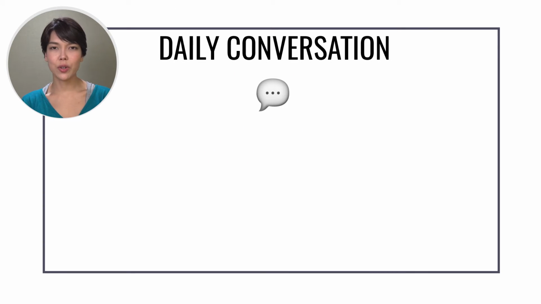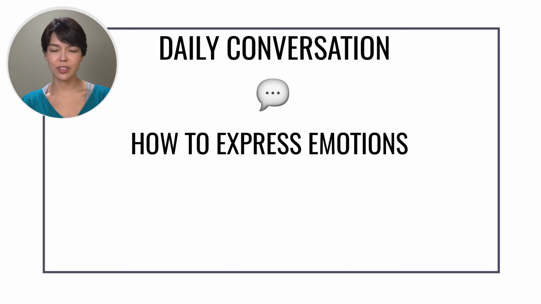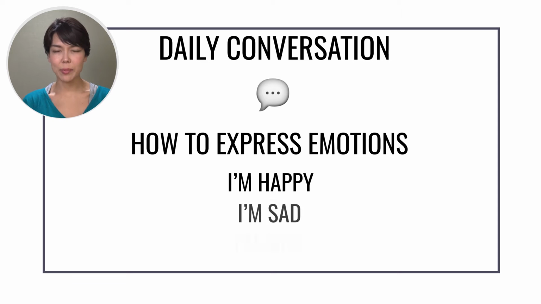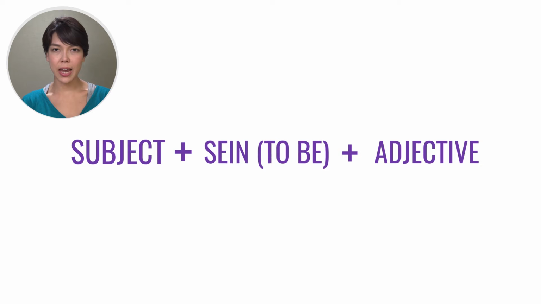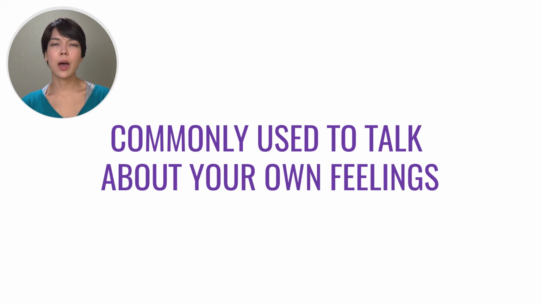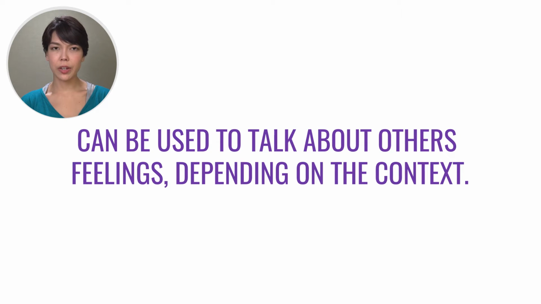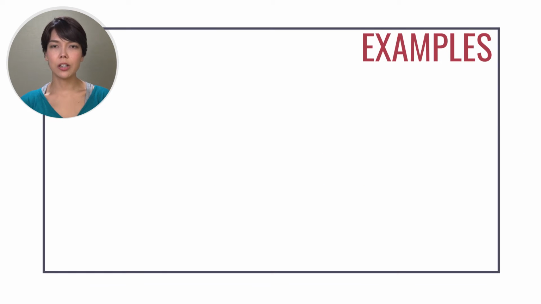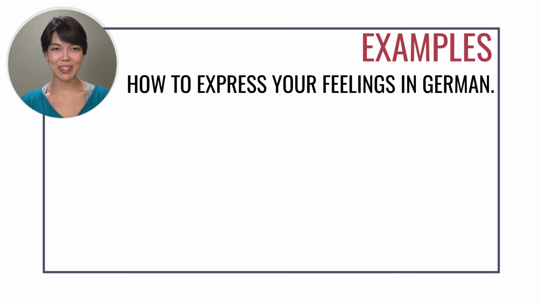That's why this lesson focuses on how to express emotions. Do you know how to say I'm happy, I'm sad, or I'm sick in German? You will find out in this lesson. To express emotions in German, usually the subject is followed by the verb sein, to be, and then the adjective. This verb is commonly used to talk about your own feelings, but can be used to talk about others' feelings depending on the context. Let's do some examples so you can learn how to express your feelings in German.